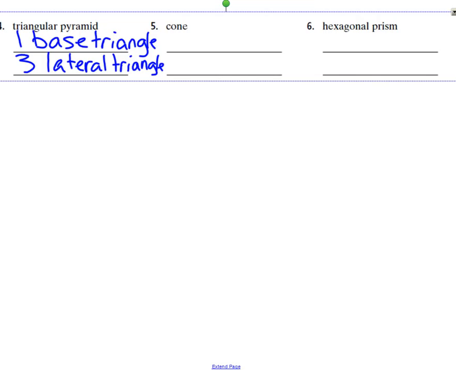All right, how about number 6? We're skipping number 5 right now. We'll have 2 hexagons for the bases and 6 rectangles. Because again, it's a prism, it has 2 bases, which would be hexagons. And since a hexagon has 6 sides, that means you would have 6 rectangles to connect them.